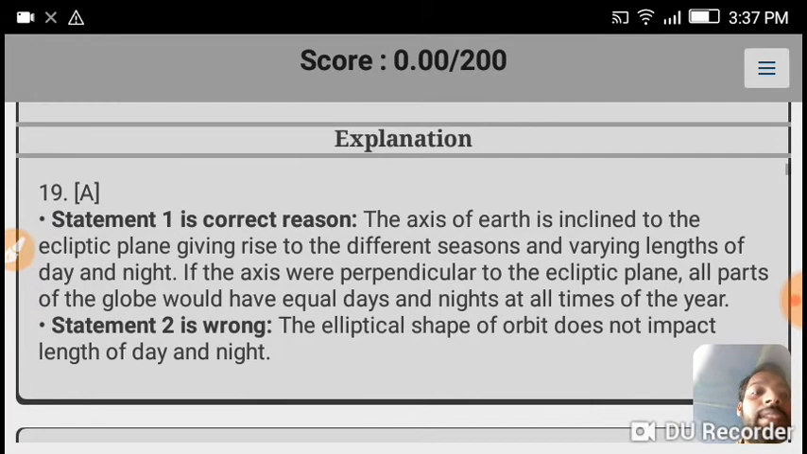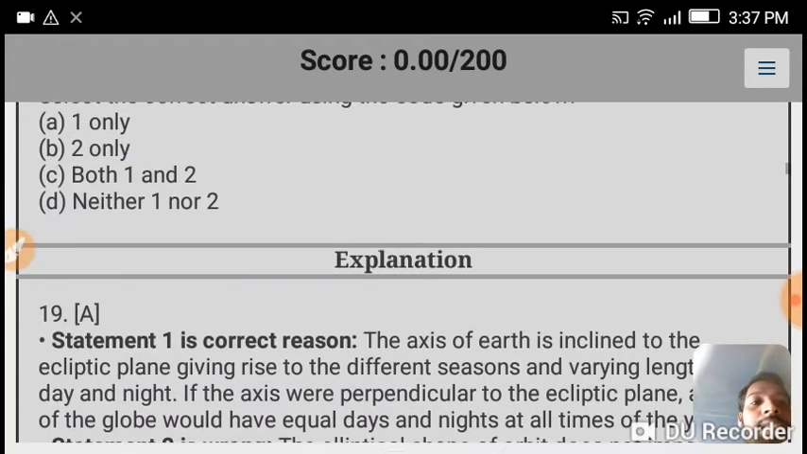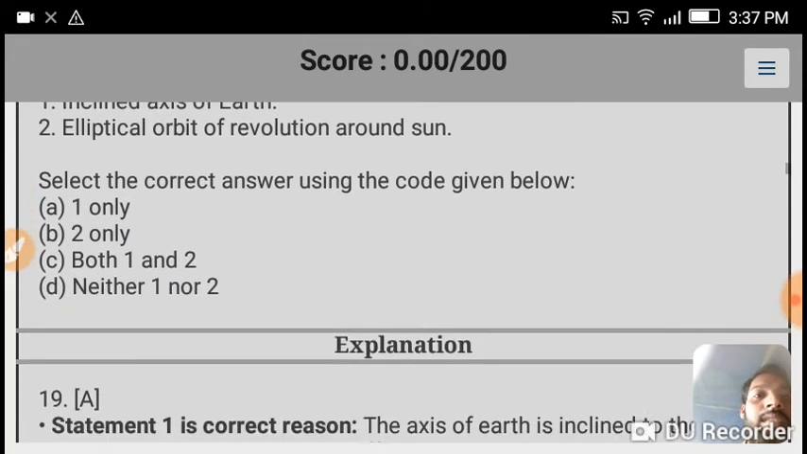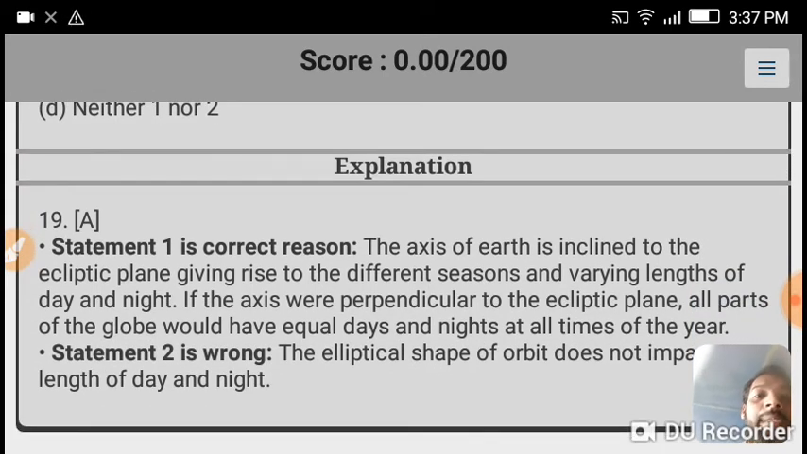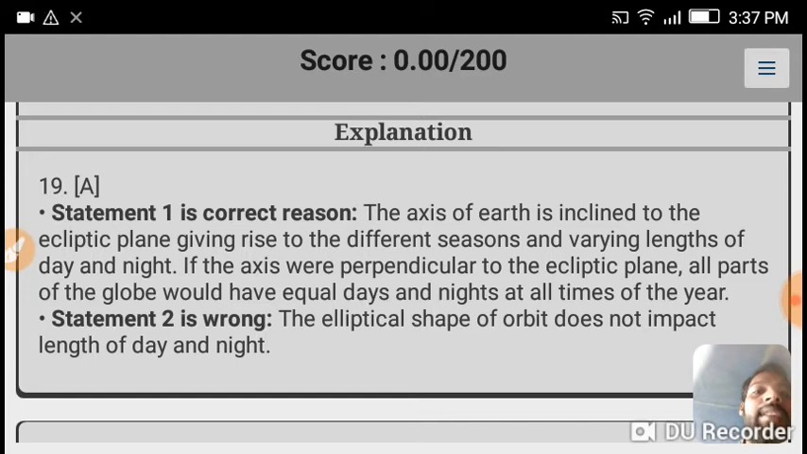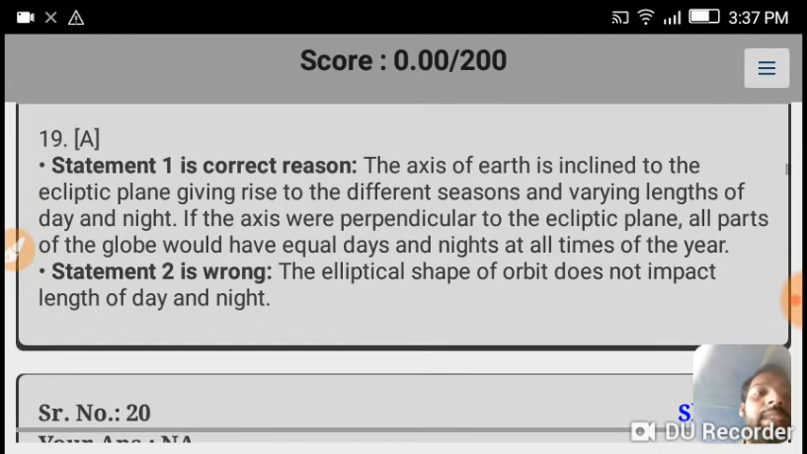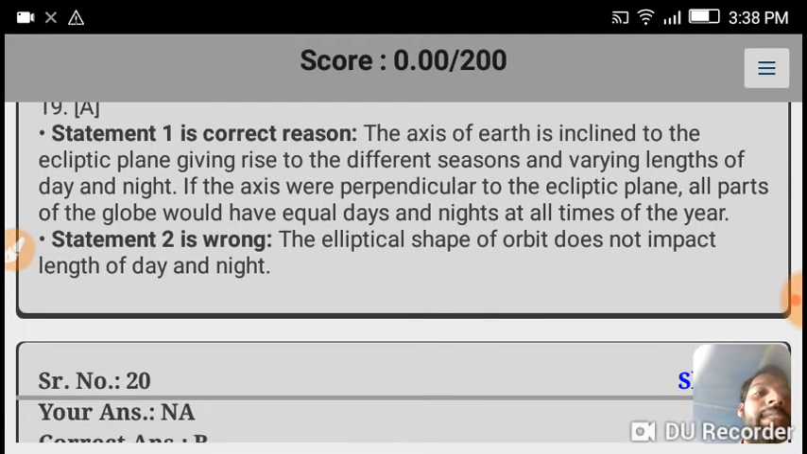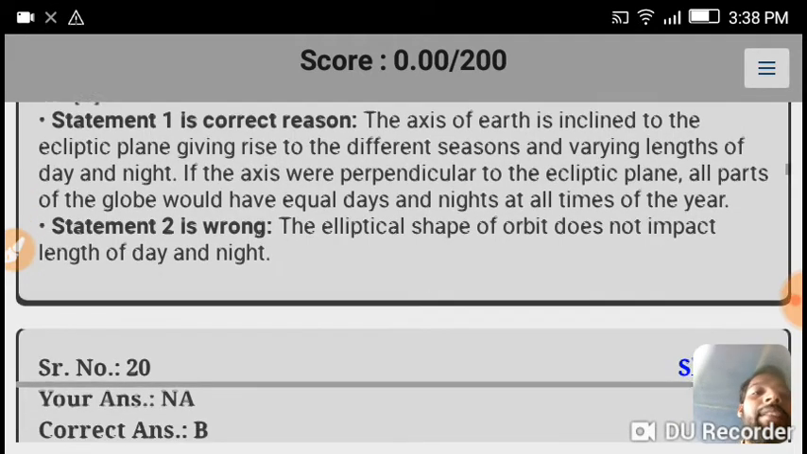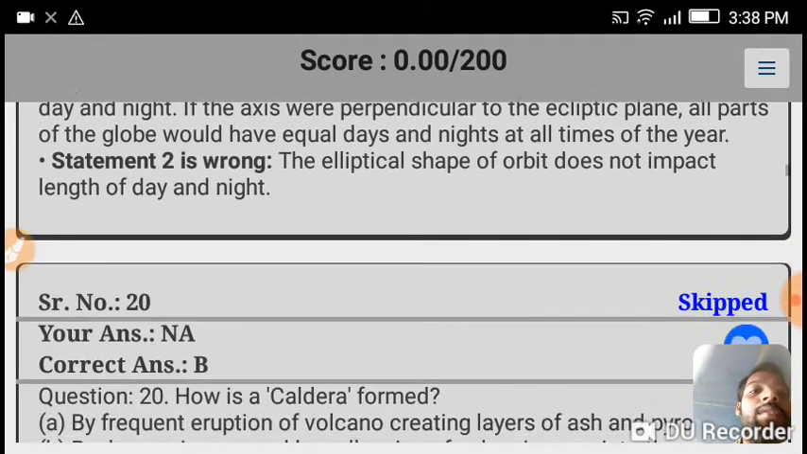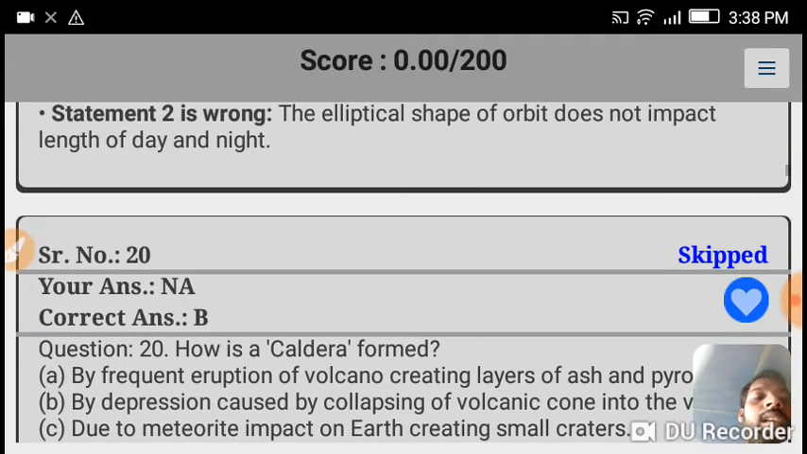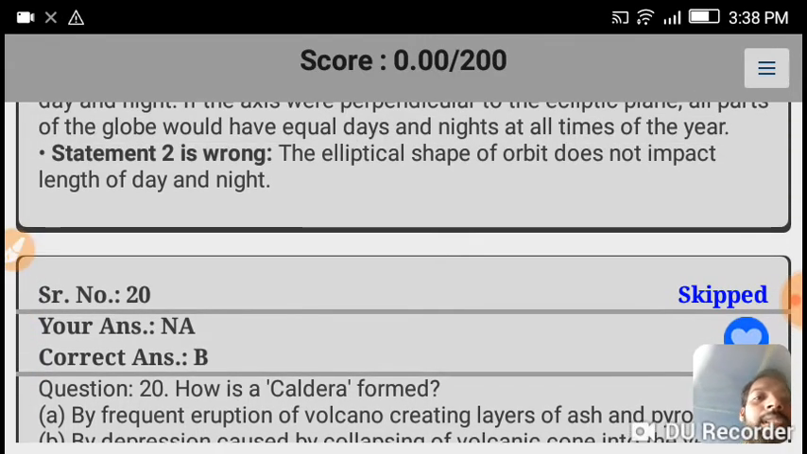Statement 2 is wrong. The elliptical shape of the orbit does not impact the length of day and night. The axis of the Earth is inclined to the elliptic plane, giving rise to the different seasons and varying lengths of day and night. If the axis were perpendicular to the elliptic plane, all parts of the globe would have equal day and night at all times of the year. Statement 2 is wrong; the elliptical shape of the orbit does not impact the length of day and night.